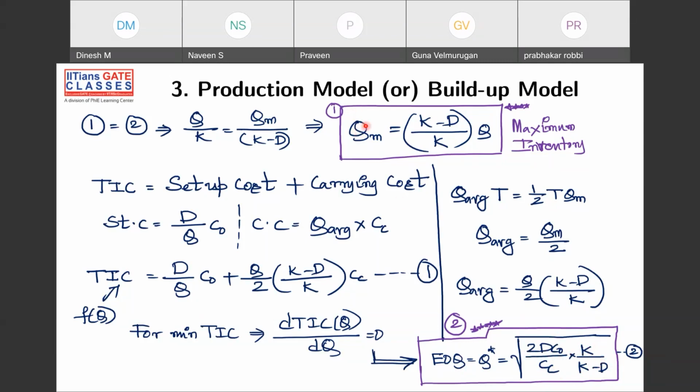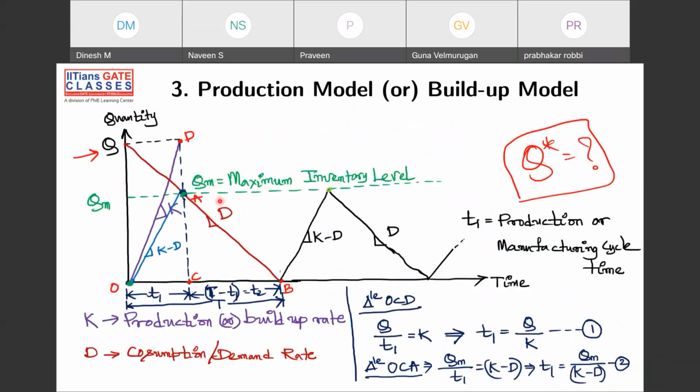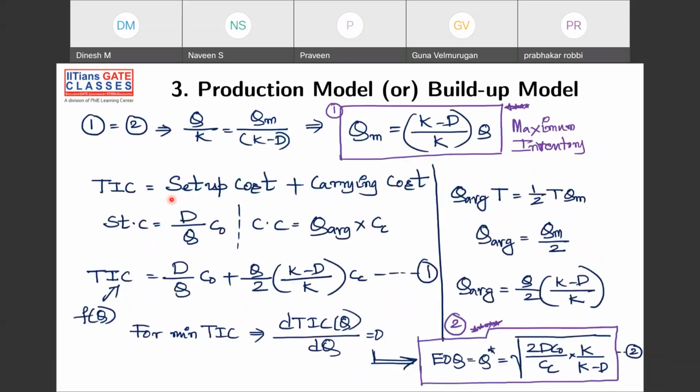And they might also ask, what is the maximum inventory that is achieved? QM, the maximum inventory that is achieved, is nothing but K minus D by K into Q.